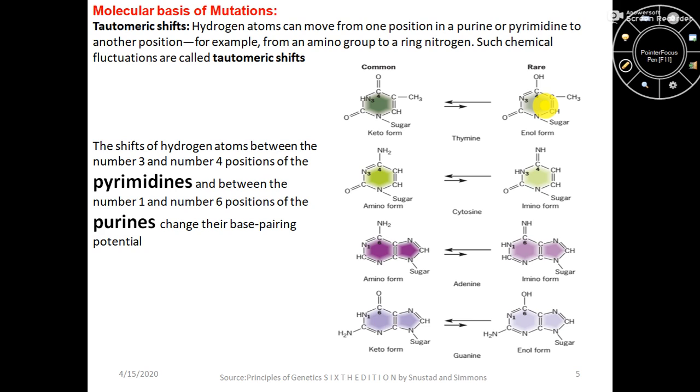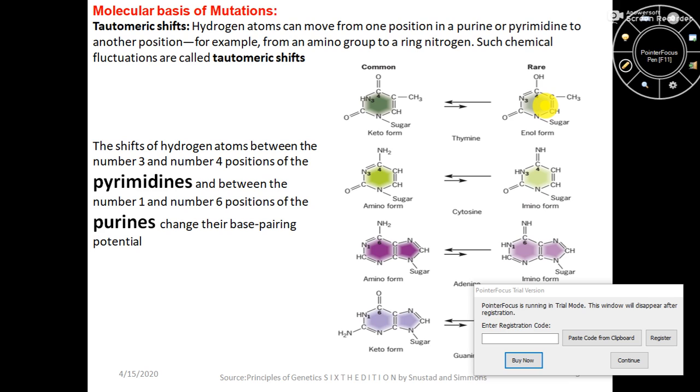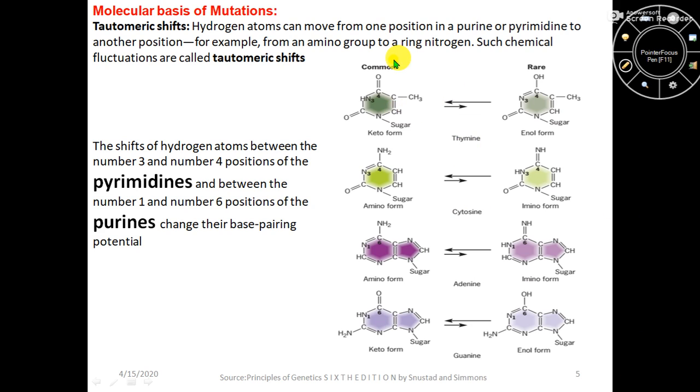One question arises: why do these mutations occur? Due to external, internal, or chemical effects. But what is the change internally, molecularly? Change occurs in many regions, many bases. These changes are called tautomeric shift. Hydrogen atoms can move from one position of a purine or pyrimidine to another position, for example in an amino group or ring nitrogen. This chemical fluctuation is called tautomeric shift.